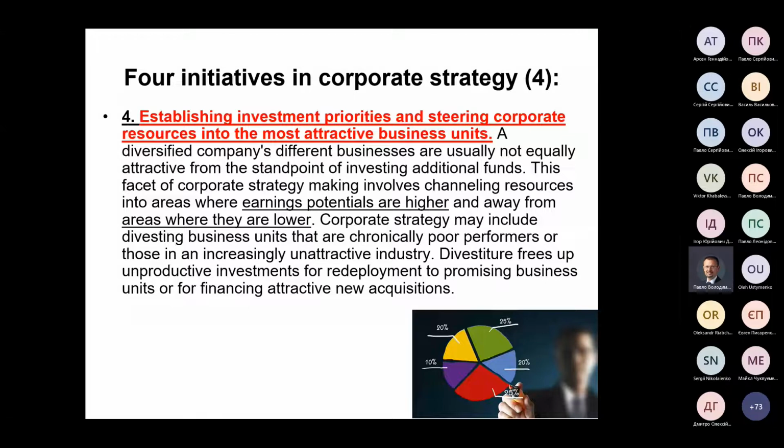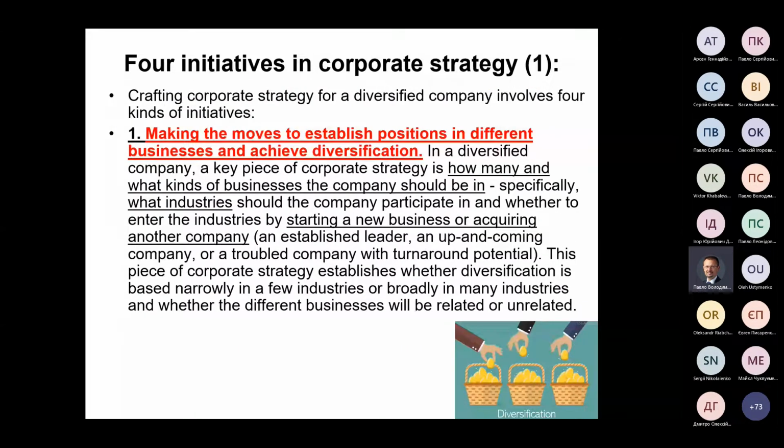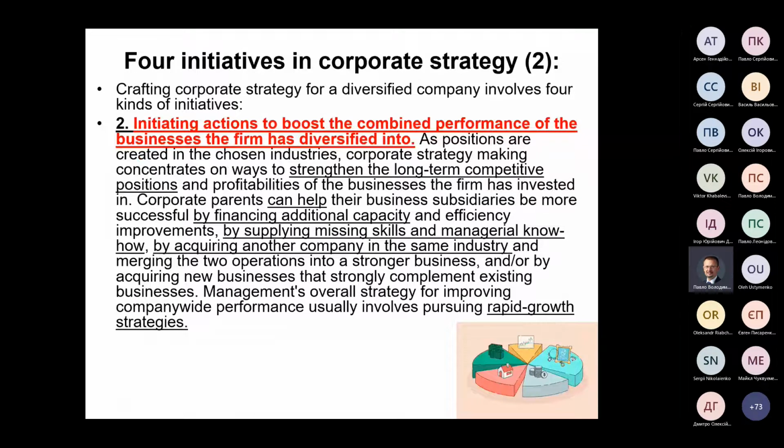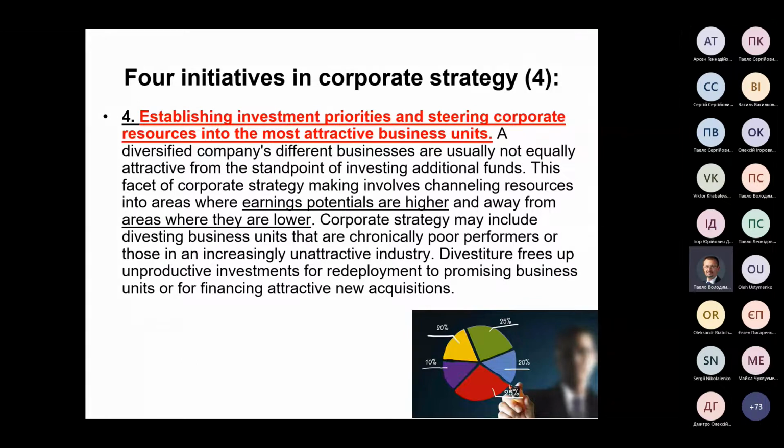So I mentioned the four main parts of corporate strategy: how to achieve diversification, how to organize the combined performance in all strategical business units. Mostly it is connected with corporate culture, how to get synergy, and how to select investment priorities within a diversified company, because it is one budget for the company, for all strategical business units.